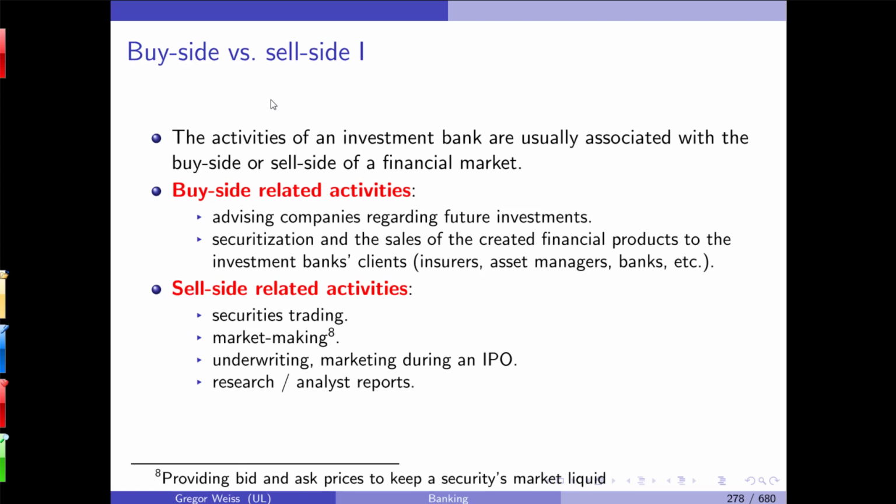In an IPO, the client, the company that is doing the IPO, wants to sell its shares, so it needs the investment bank to advise it on how to sell the stocks at what price and so on. So that's IPO, underwriting, marketing. Research is also on the sell side. And market making, providing bid and ask quotes to keep a securities market liquid. Is everyone clear what a market maker does?